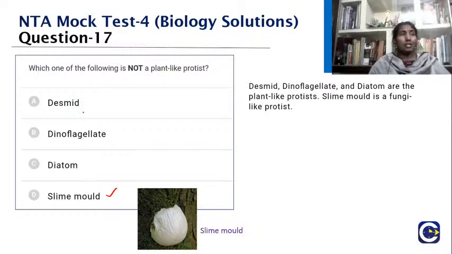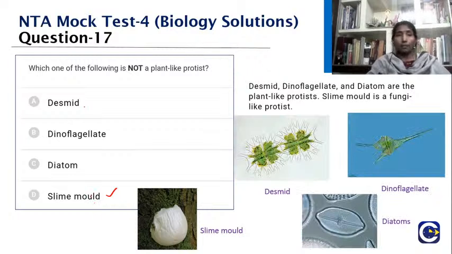Desmids are also single cell green algae, and because of their internal chemistry, they have now attained a common place in the kingdom Protista, like with other forms of microalgae. So only the slime mold is not a plant like protist, as it is included as a fungi like protist. That is the right answer. The desmids, dinoflagellate and diatom are all plant like protists. This is only the fungi like protist.